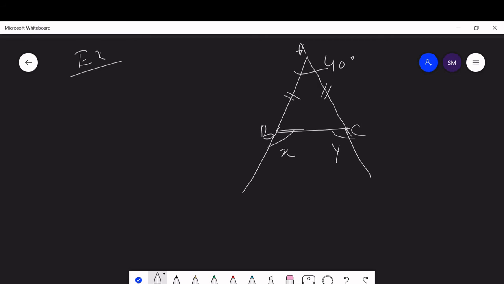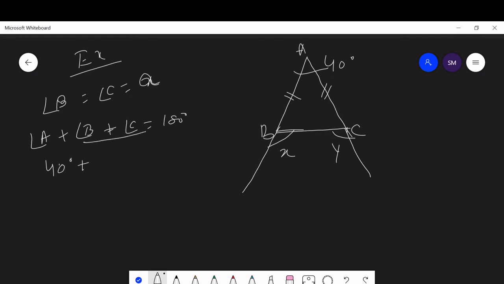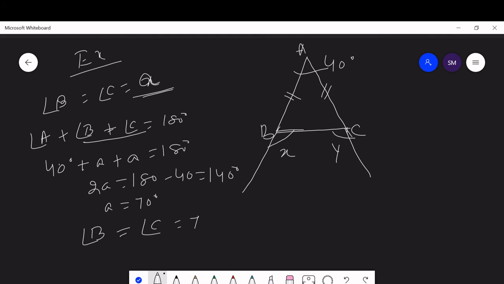Then according to the isosceles properties, you know that angle B is equal to angle C. Let this be measure A. Then according to the angle sum property, you know that the sum of the three angles in a triangle is always 180 degrees. Here angle A is given as 40 degrees, plus angle B and angle C, which we have taken as A each, is equal to 180 degrees. This means 2A is equal to 180 minus 40, which is 140 degrees. So A is equal to 70 degrees. This means angle B is equal to angle C is equal to 70 degrees.